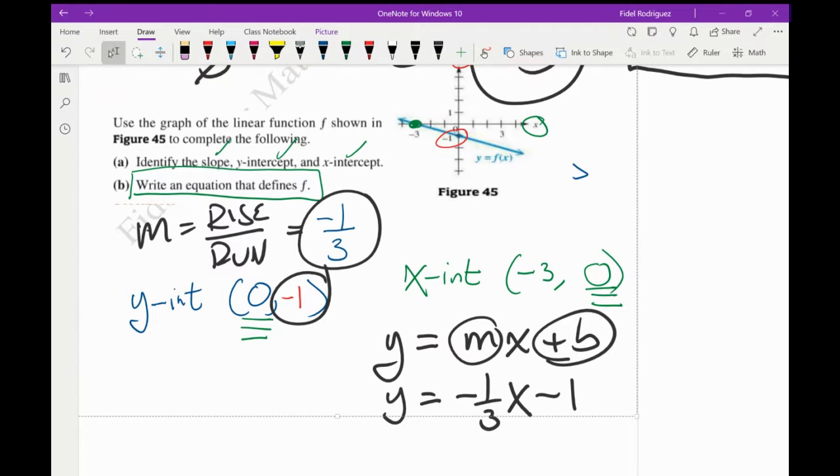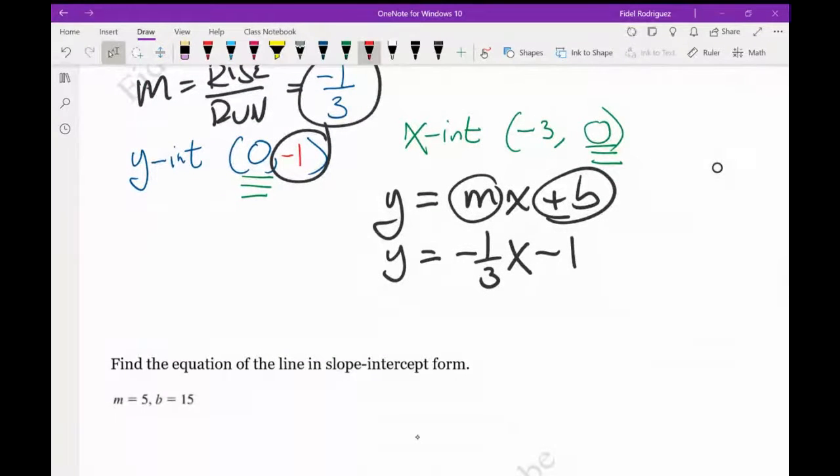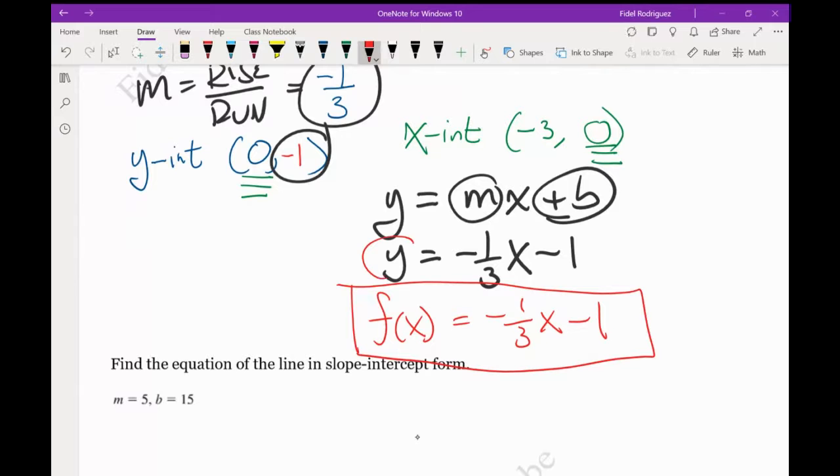And guys, because it's given to us as a function, what I'm going to do is that instead of writing y, we're going to write it like this. f of x is negative 1/3 x minus 1. And all this is, y and f of x mean the same thing. And all we're really doing here, y'all, is just writing it using that function notation, okay?